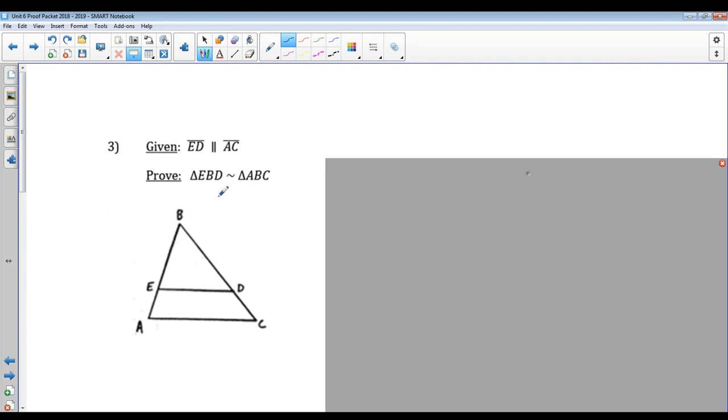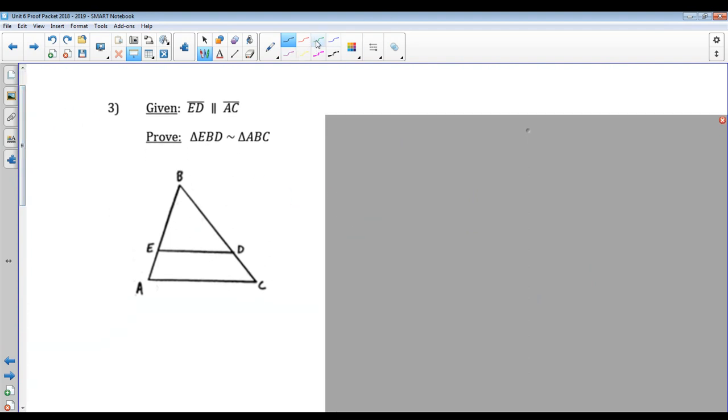Again, if you want to try it on your own, please feel free. I'm going to do this proof as a paragraph proof, or make it and do some bullet points. So if you don't want to do the statement, reason, column thing, if you don't like that, you can try it this way.